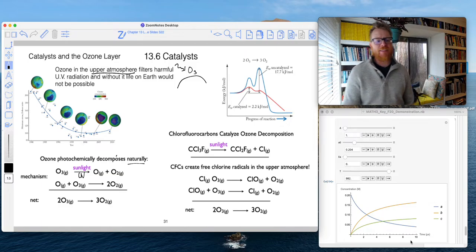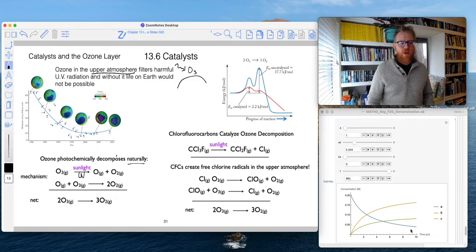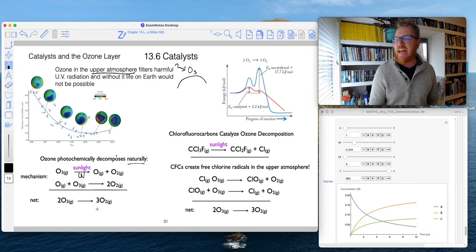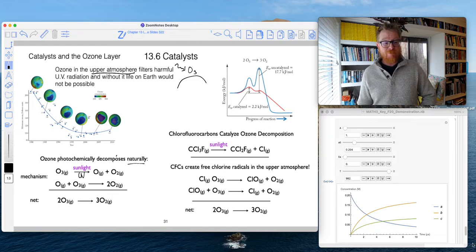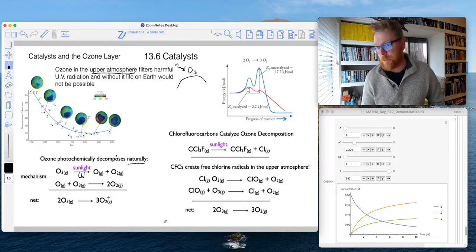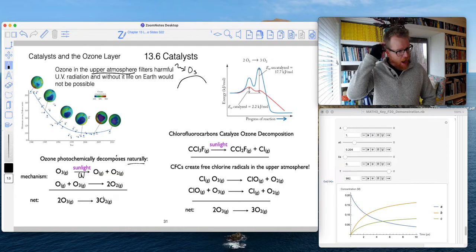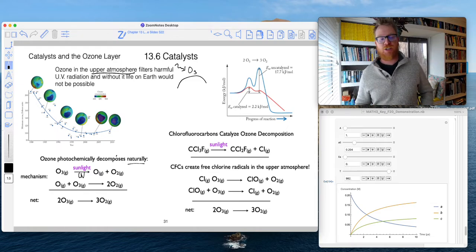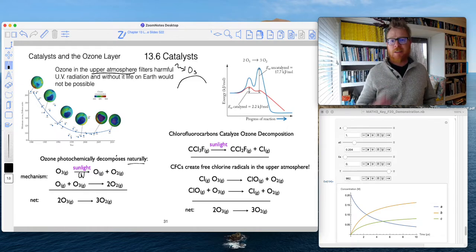And so now you might be asking yourself, well, why do we have an ozone layer in the first place if it's just naturally decomposing? Well, once again, this is seasonal. This only happens certain times of the year, and the rest of the year, ozone builds back up in concentration. And this has been going on for millions of years, right?